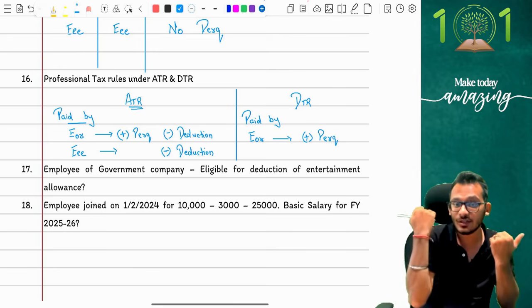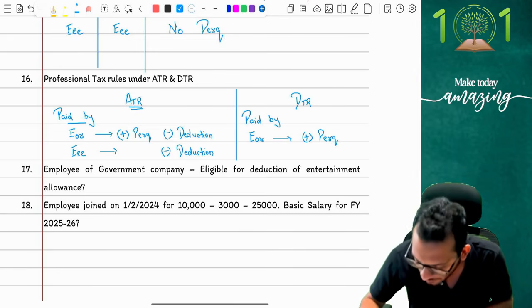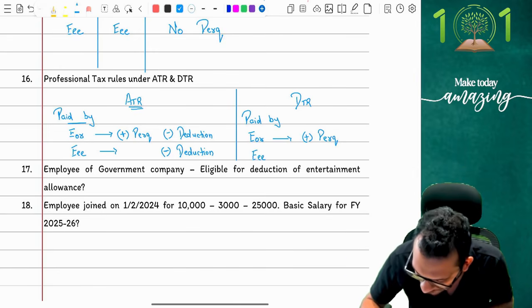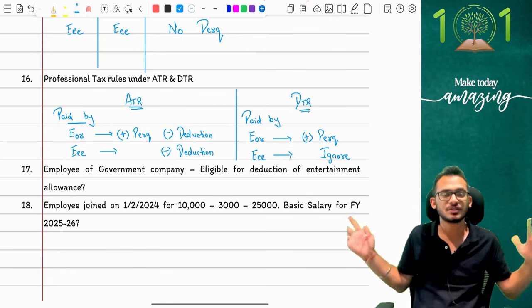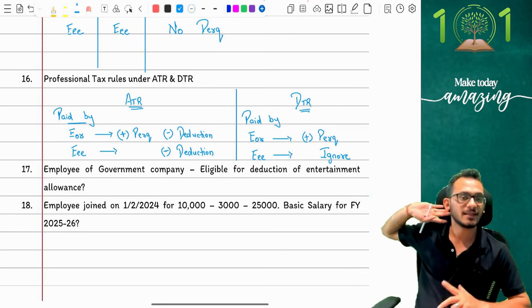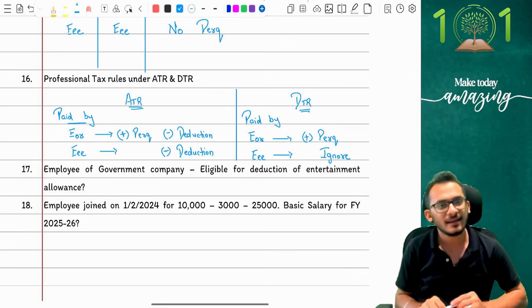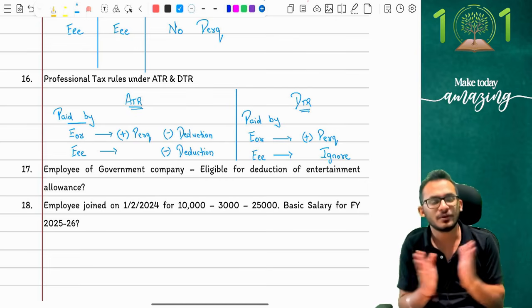But will you get deduction? No. No deduction is coming to you. If employee is paying, people, anyway nothing was to be added. Deduction was the only thing to be done. I'm going to say simply ignore. Which means nothing is going to happen under DTR for this because anyway no deduction is to be granted. And this is what the difference is when it comes to ATR and DTR. Yes, that is the understanding for you to keep in mind.